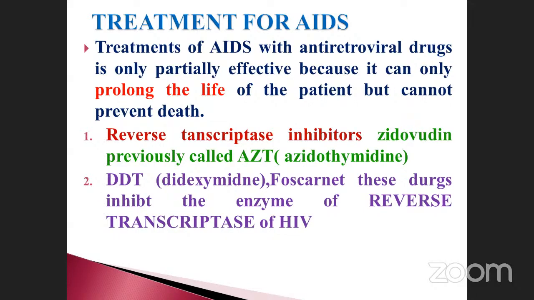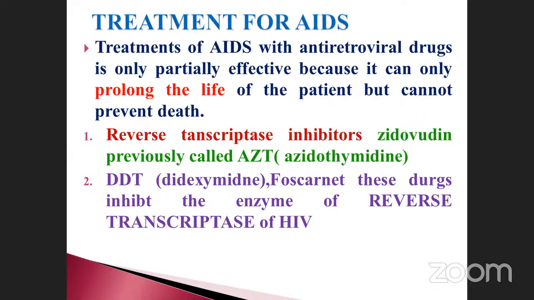previously called azidothymidine. Many times they have asked the question: which one of the following is the expansion of AZT? Previously, what did they call it? Azidothymidine. It can only extend life; it is not curable. It also acts as a reverse transcriptase inhibitor. Note it down, this is very, very important.